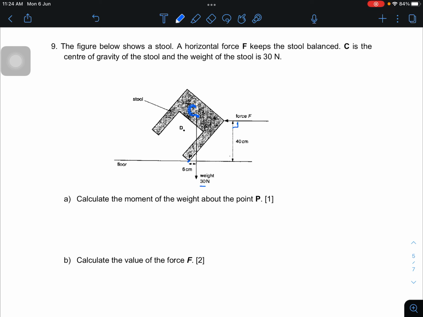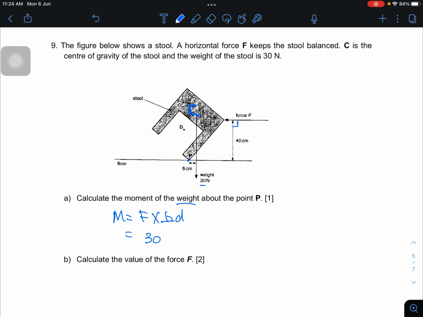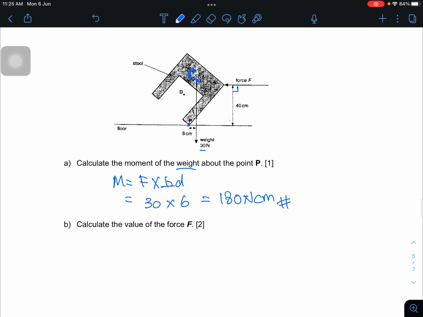Calculate the moment of the weight about the point P. So we're only talking about the moment due to the weight, nothing else. Ignore your force F for now. So moment equals force times perpendicular distance. Force is 30 Newton. Perpendicular distance is 6 cm. 180 Newton cm. Remember it's Newton centimeter. Do not write Newton meter, because you calculate using cm, not m.